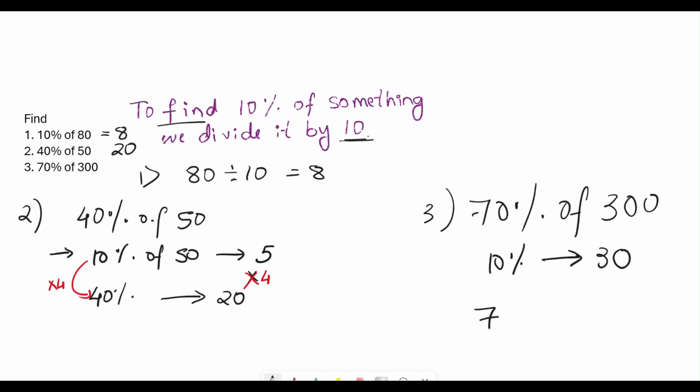So how do I go from 10 to 70? From 10 to 70, I times it by 7. Do the same thing here. 30 times 7: 3 times 7 is 21 and I have a 0 there, so 210. So 70% of 300 is 210.